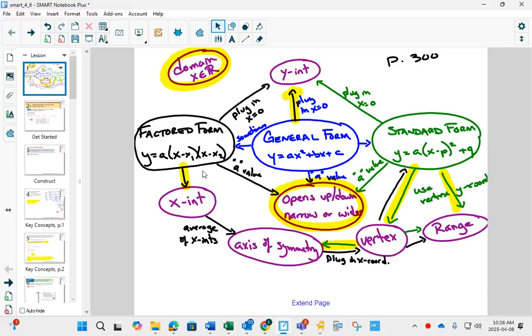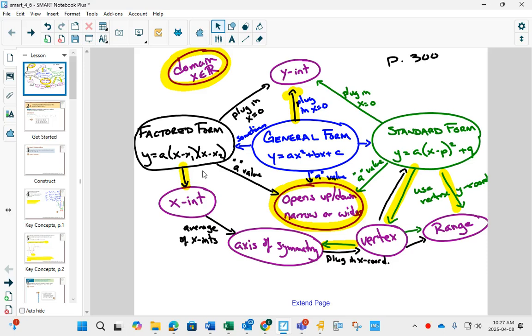Then from your general form, if you can go to factored form, then you can find your x-intercepts. And what I have, after doing the color coding with the arrows, is some things highlighted.